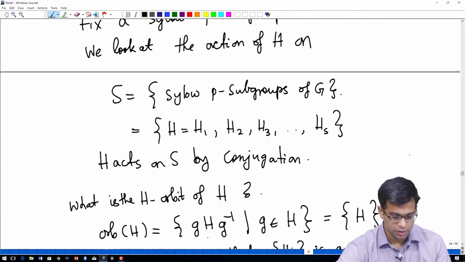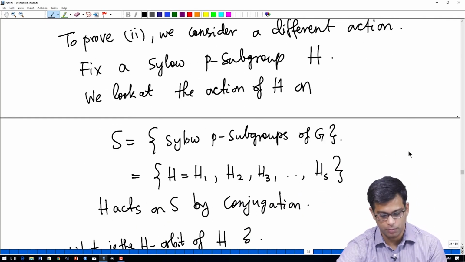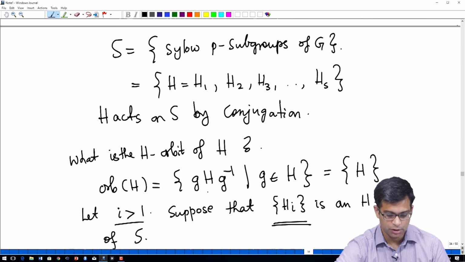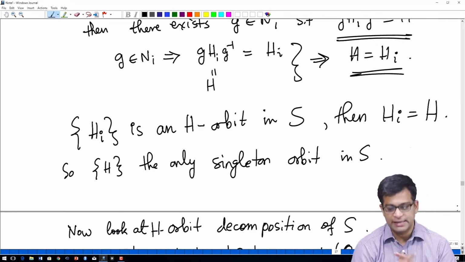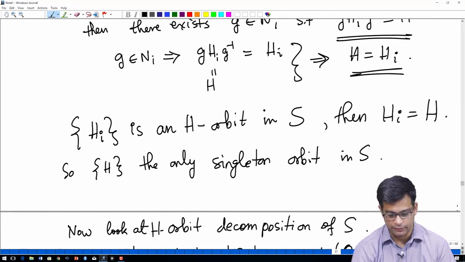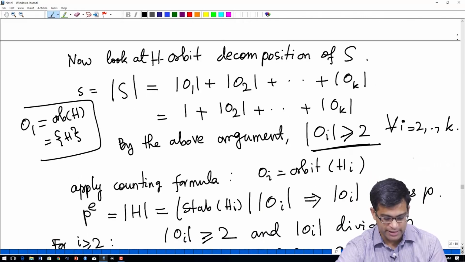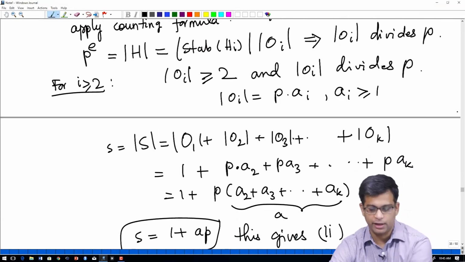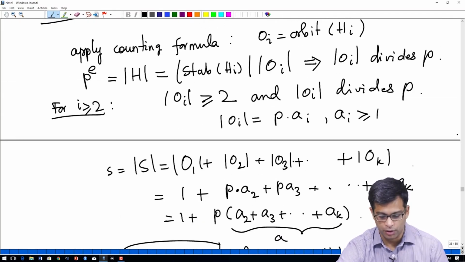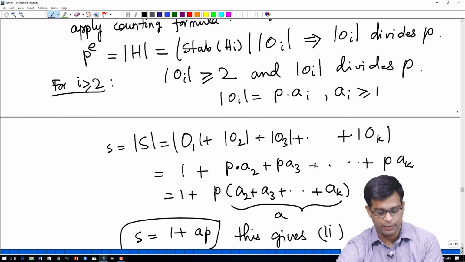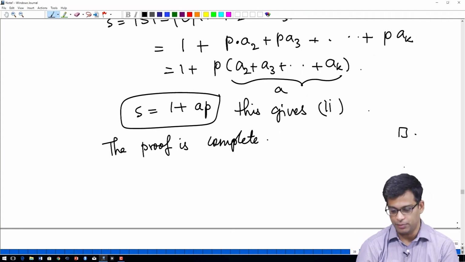So let us see where we started with this. We fix a Sylow P subgroup and then look at the action of that Sylow P subgroup on the collection of all Sylow P subgroups by conjugation, and after some work we concluded that the only singleton orbit is H itself. Any other orbit must contain at least 2 elements. So the orbit decomposition looks like this: S equals 1 plus the remaining orbits, but the remaining orbits must divide P because of the counting formula. So all the remaining terms are divisible by P and 1 is left. So S itself must be of the form 1 plus AP.